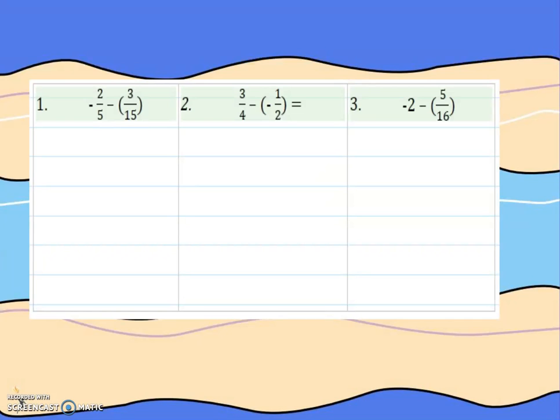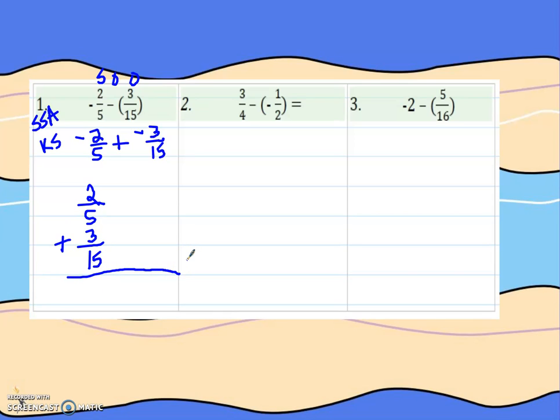All right, let's take a look at number 1. Same, opposite, opposite. We have negative 2/5. Opposite of subtraction is addition. Opposite of 3/15 is negative 3/15. So now we have same signs add, keep the sign. So we are going to do 2/5 plus 3/15.